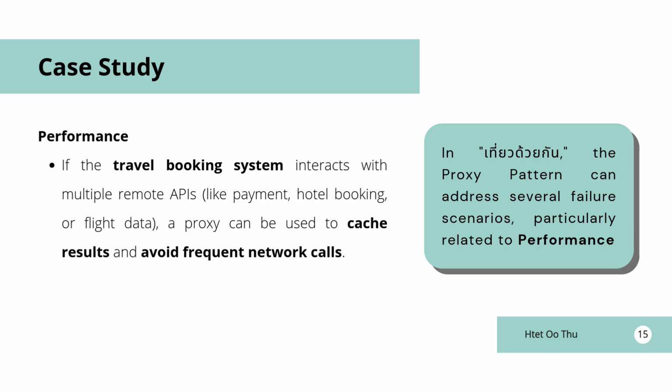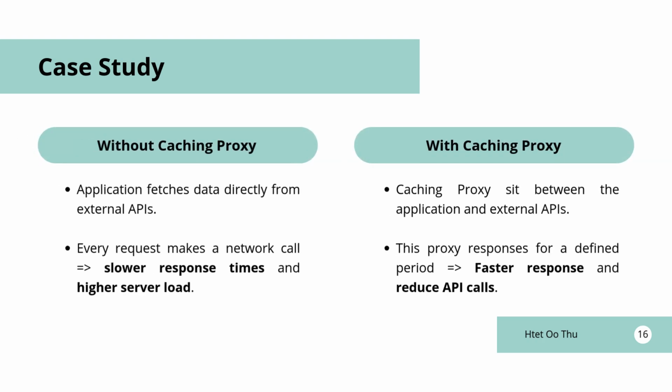Let's look at a case study. In a travel booking system, it interacts with multiple remote APIs such as payment, booking, and flight data. If a caching proxy is used, we can cache results and avoid frequent network calls. This is the comparison between with and without using caching. Without caching, the application fetches data directly from external APIs. That means every request makes a network call, which causes slower response and heavier server load.